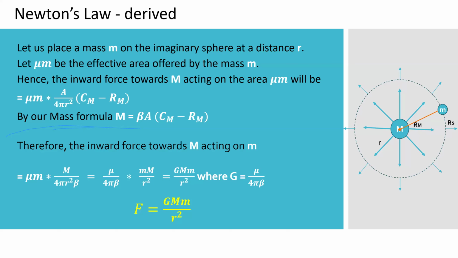But still G becomes constant only, no, sir? That's a difference here. In our case, G is mu by 4 pi beta. But it is a constant only for the situation, not universally. Because mu depends upon how I place the mass, the orientation, so that it offers how much area for the pressure to act. So it is not a universal constant. It is a constant for the situation. That's what we differ from G.